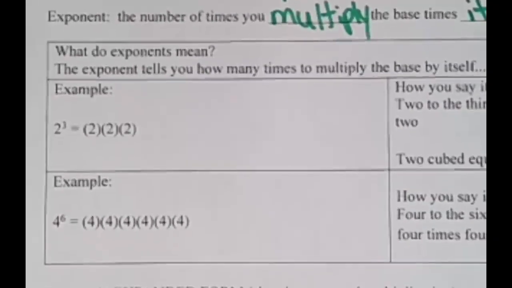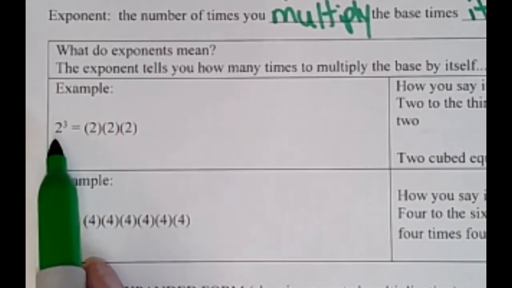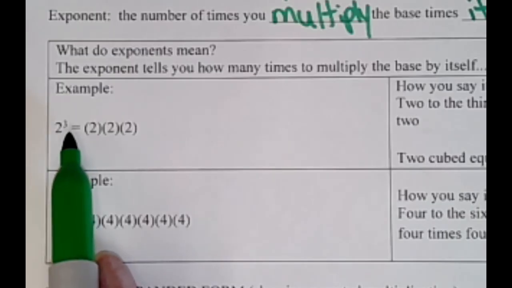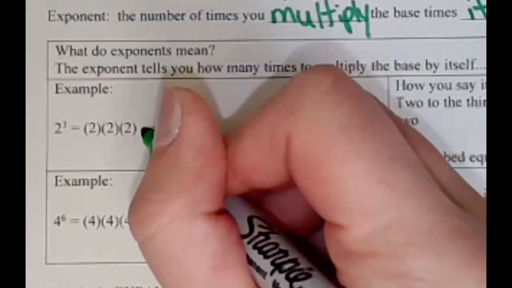Next section of the notes, what do exponents mean? We are, once again, taking a base and we are multiplying it times itself, however many times the exponent tells you to. So if you see something like 2 cubed, 2 is your base, 3 is your exponent, you multiply 2 by itself a total of 3 times. So 2 times 2 times 2. 2 times 2 is 4, times 2 is 8.